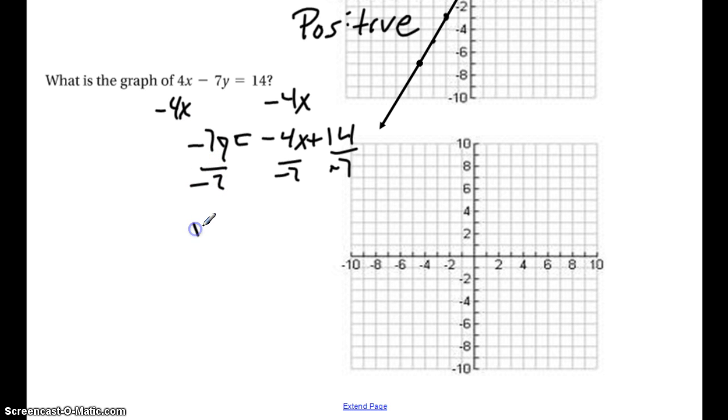This is going to simplify to just 1y equals positive 4/7 x, and 14 divided by negative 7 leaves us with negative 2. Just like the last problem, we're going to start off at the y-intercept, which in this case is negative 2. So I'm going to go to negative 2, make my point, and from there, do what the slope tells us to do. Go up 4 over 7. So I'm going to go up 4 over 7. I also could have gone down 4 and to the left 7.